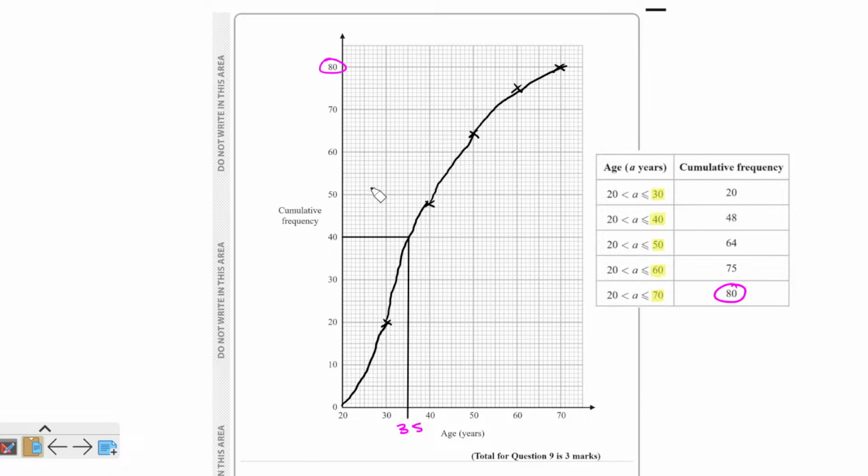And this is the exact same way that you would do upper and lower quartile as well. Sometimes they ask for that. You'd obviously do 25% and then 75%.